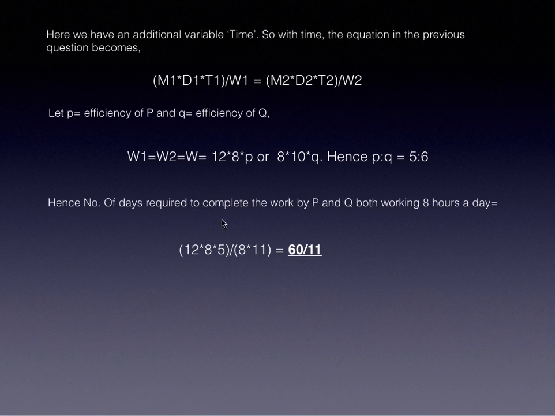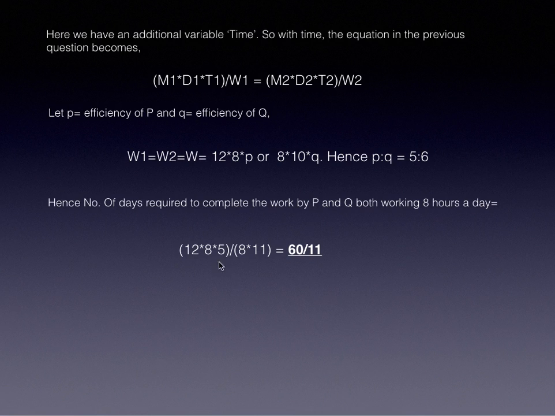Therefore, the number of days required to complete the work by P and Q, both working 8 hours a day, will be, that is, the efficiency of P and Q will be 5 plus 6, 11, and into 8 will give the total work when they do 8 hours a day. But we need to find how many days they require to do. Therefore, the total work is 12 into 8 into 5 divided by 8 into 11. That is 8 hours, and the total efficiency is 11.